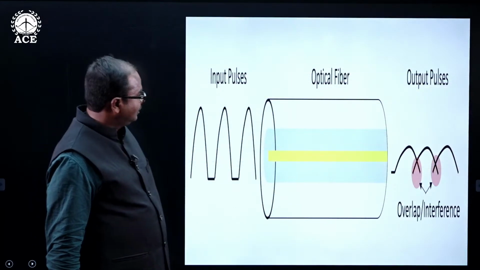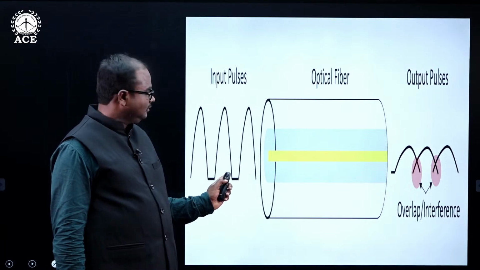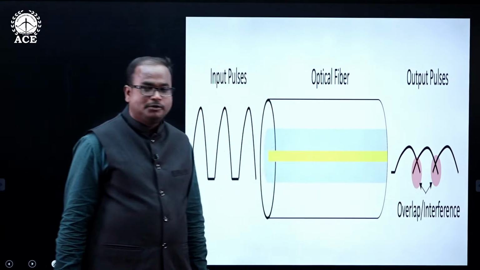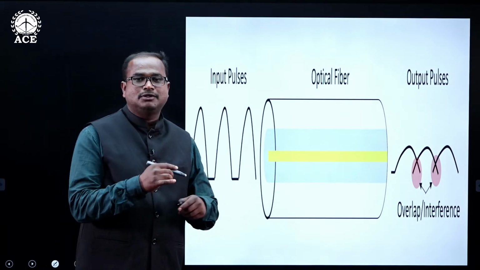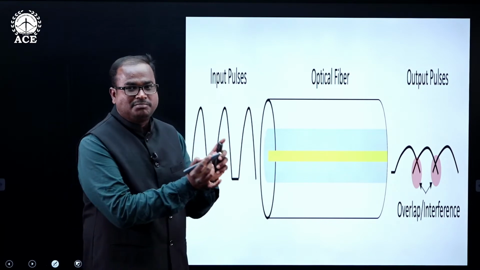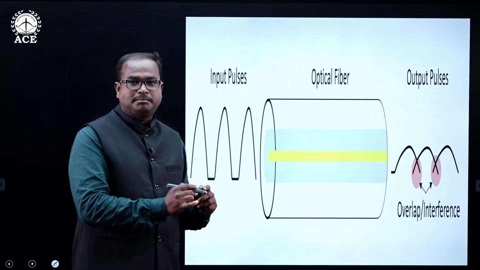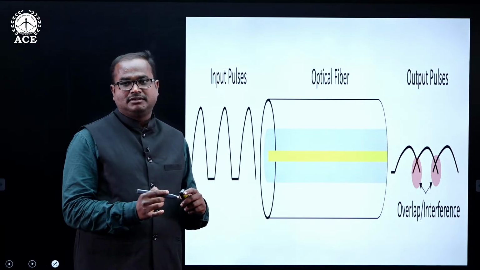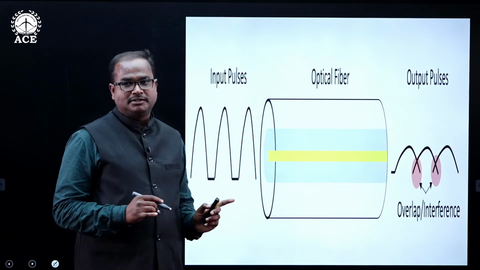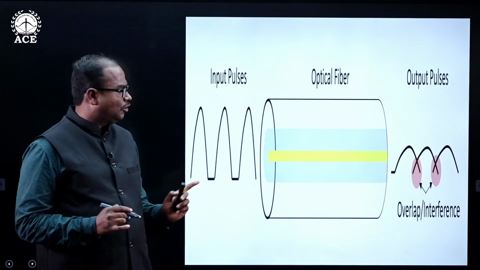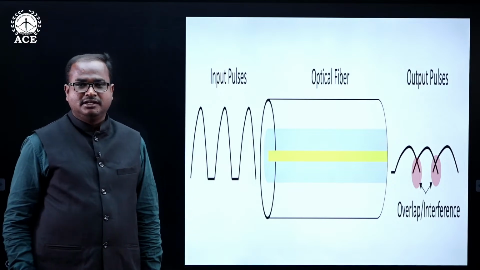You can see the variation here. This is the input pulse. You see the output pulse, that's the overlapping of the output pulse. The output pulse is entirely different from the input pulse in terms of shape, size and strength. There is a difference between this output pulse and the input pulse. That difference between the output pulse and input pulse is known as distortion.